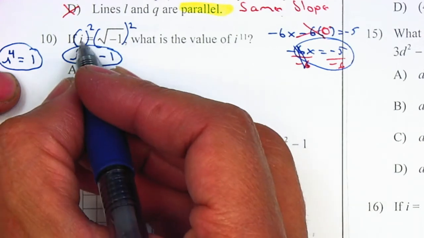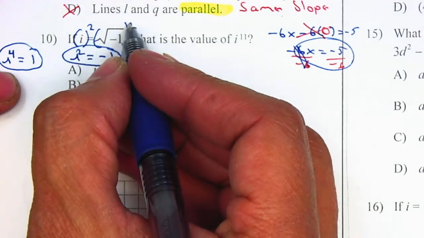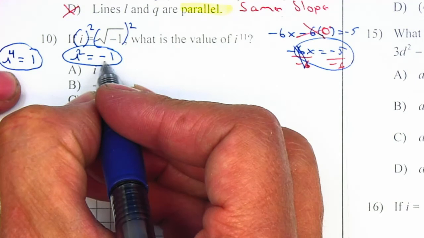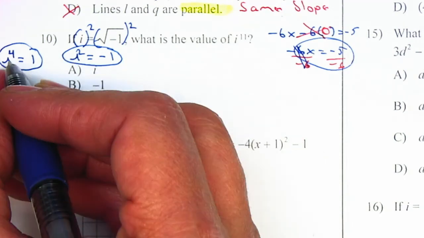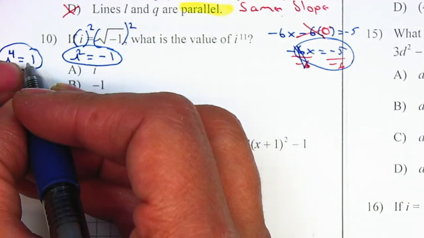Because once we square it, that becomes i squared. The square and the square root cancel, so I just end up with negative 1. If you square it once again, that gives you i to the fourth. If you square this negative 1, that gives you positive 1.